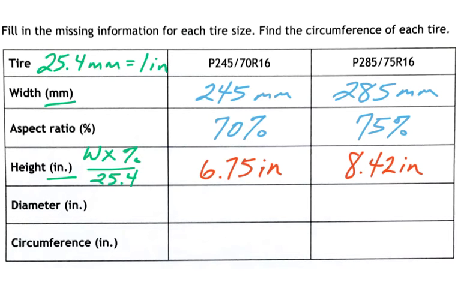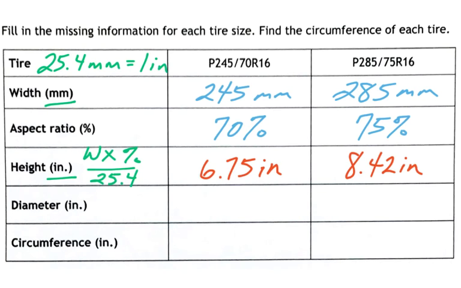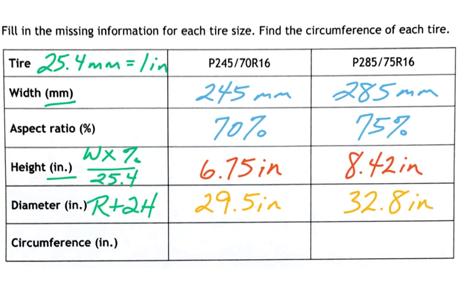And then to find the diameter, we go back to the graphic earlier and we see the tire height counts twice and the rim diameter counts 1 time. So this formula for diameter is the rim plus 2 times the height. When we calculate those numbers, we get 29.5 inches for the diameter of the first tire and 32.8 for the diameter of the second tire.